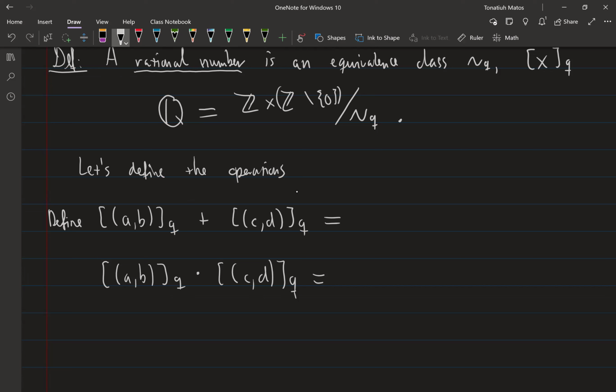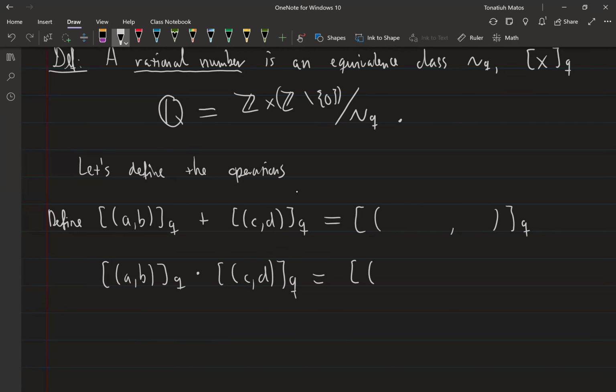So how do you think you would define the sum? This is slightly more complicated, more convoluted than with the integers, because of course these objects are supposed to be fractions, and I will eventually represent them by writing them as fractions. So what do you think this should be? How do you add two rational numbers together? And while you think about that, I'll tell you how to multiply them.